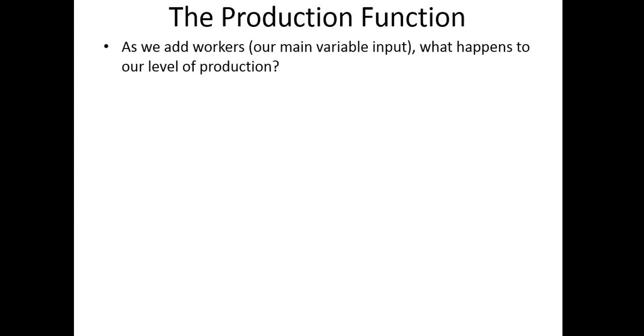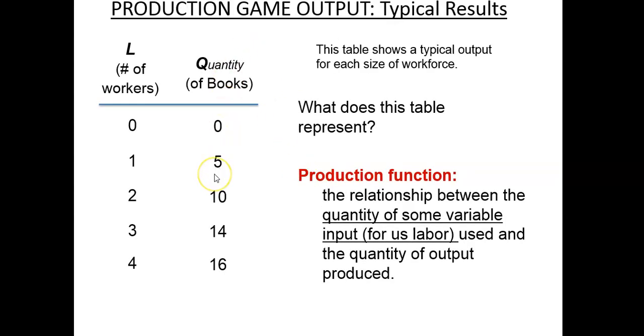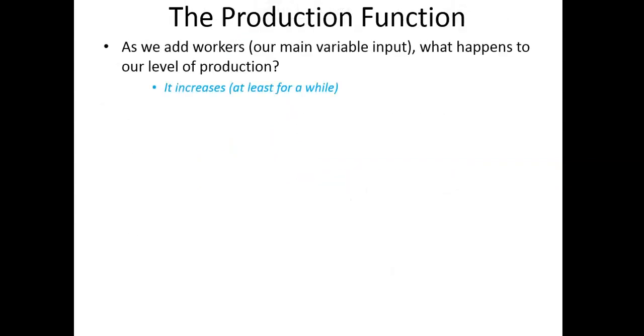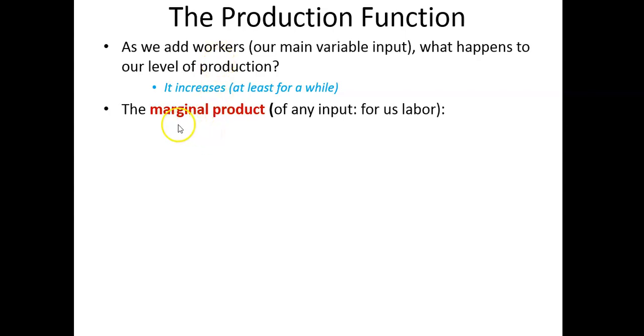So as we add workers, what happens to the level of production? Well, as we can see in this table, and as would hopefully logically make sense, the production increases, at least for a while, right? At least for adding some number of workers, which we'll expand upon and think about more deeply a little bit later. Now, the question is, we want to quantify how much more output we are getting every time we add a worker. And that's going to have a term. So we're looking at how much output changes.